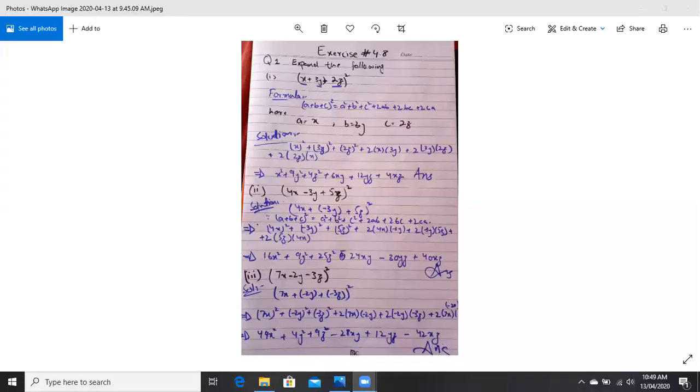So class, we are going to solve some questions related to algebraic expression. In the previous classes, we have solved the question related to two variables or numbers in our bracket. But here we have three brackets. So class, we are having a question like expand the following, and there are three variables like x, y, and z. Its sum and the whole square. So how to solve this question?